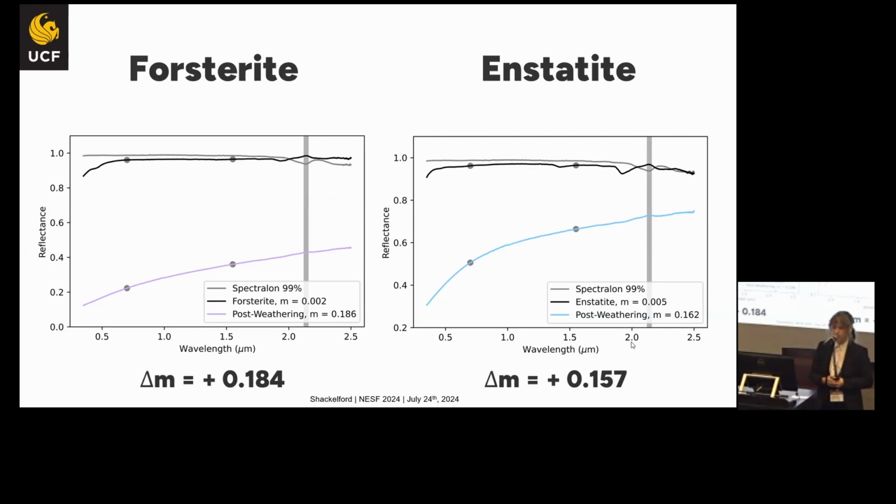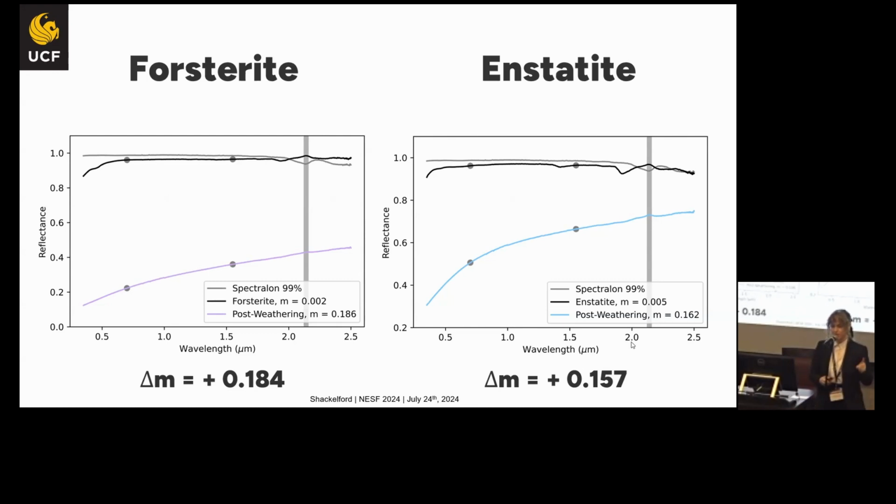The black spectra are the spectra of the materials before they have been irradiated, and the colorful spectra will be the material after it has been irradiated. Just past 2 microns, you can see a little gray bar that's standing vertically there. That's just a feature due to spectralon, so don't pay attention to anything that you see there.